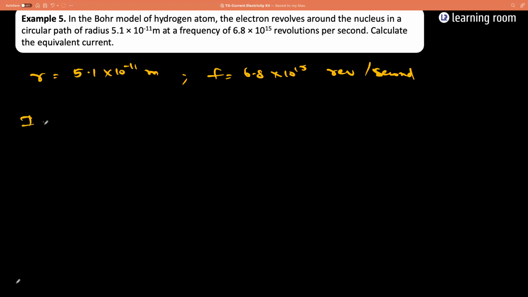Do this. This one will help you for the atoms chapter as well. In the Bohr's model of hydrogen atom, the electron revolves around the nucleus in a circular path of radius 5.1 into 10 power minus 11 meter at a frequency of 6.8 into 10 power 15 revolutions per second. Calculate the equivalent current. So I will be equal to how much? E into F. So E is 1.6 into 10 power minus 19 into F, which is 6.8 into 10 power 15.